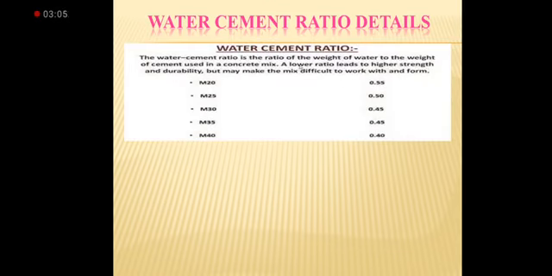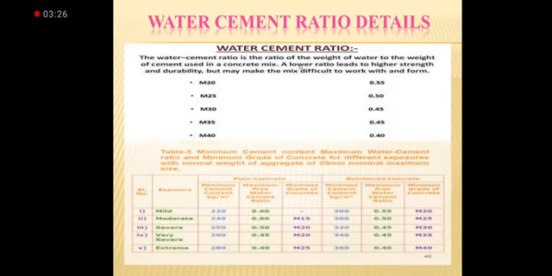Water cement ratio in detail. As per the Indian Standard, according to the grade, we have the water cement ratio that can be adopted. For M20 we need to adopt a 0.55 water cement ratio, for M25 0.5, for M30 0.45, for M35 0.45 and for M40 it is 0.4 water cement ratio.